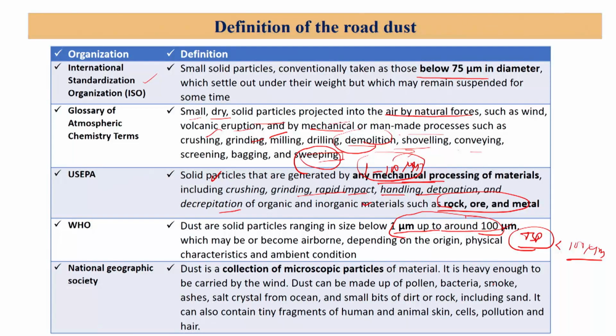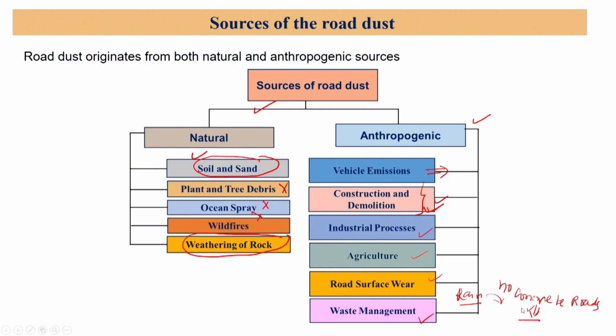Then the National Geographic Society has also defined it, but it is not a very scientific definition. Dust is a collection of microscopic particles of material that is light enough to be carried by the winds. Dust can be made of pollens, bacteria, smoke, ice, salt crystals from the ocean, small bits of dirt or rock, including sand. These are usually defined as natural sources of dust aerosol, so we don't discuss them much here. We take mostly the ISO, US EPA, and WHO guidelines, as well as the Glossary of Atmospheric Chemistry Terms.